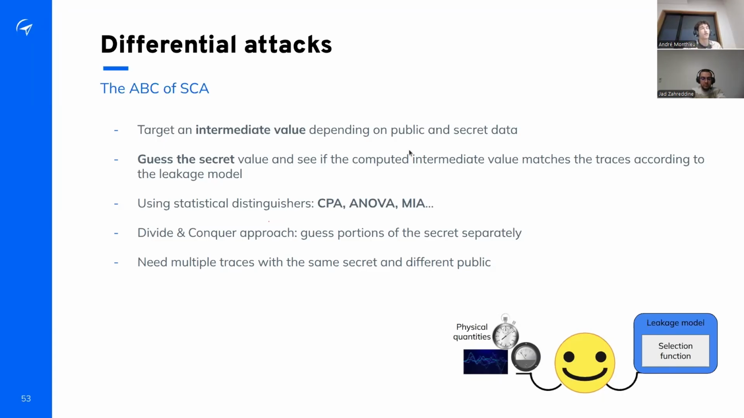The big strength of differential attacks is that we could have a divide and conquer approach, which means you would only guess portions of the secret separately and not guess the whole secret at once, obviously. To be able to perform these differential attacks, you would need multiple traces with the same secrets, but with different public data. You need to have some variance for the statistical distinguisher to work. Unfortunately, this is not relevant in every scenario. An attacker may not always be in possession of multiple traces with the same secrets and varying public data.